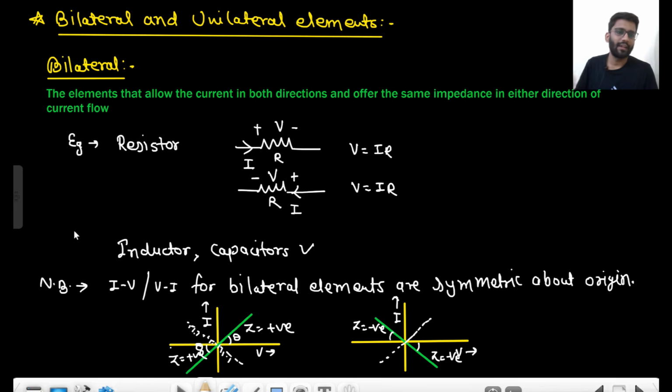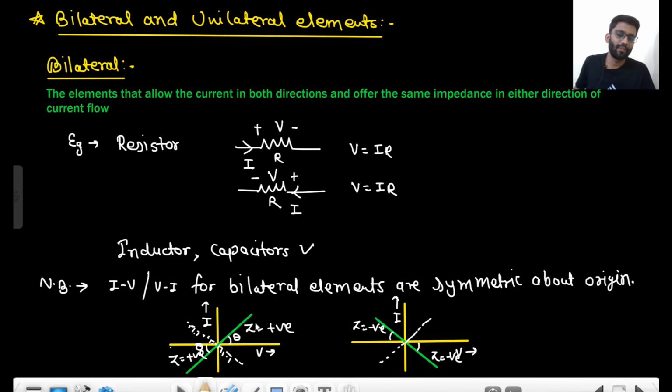Then we studied the bilateral element. It allows the current to flow in both directions, positive and negative. In a resistor, we can flow the current in this direction and in this direction. Same with inductors and capacitors. And the IV characteristic is symmetric about the origin, not about any axis. So you have to place the mirror like this or like this, then you can see it is symmetric about the origin.